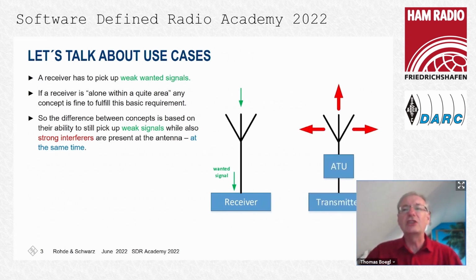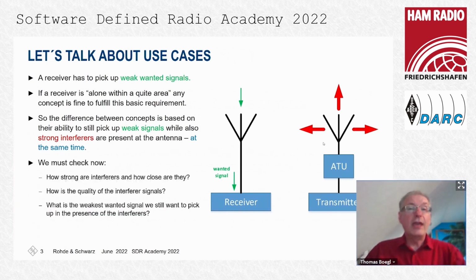So we have to complete this picture by just adding a transmitter close by, which will act as an interferer. And now we have to ask questions. How strong are these interferers? So what is the level? What is the frequency difference between the receive signal and the interferer? And we have also to assume the quality of the interferer. We will see in the next slides, because the interferer will affect even a perfect HF receiver.